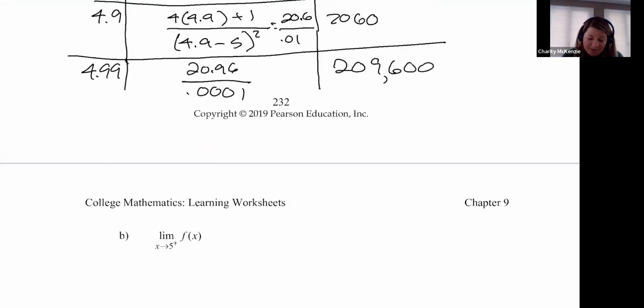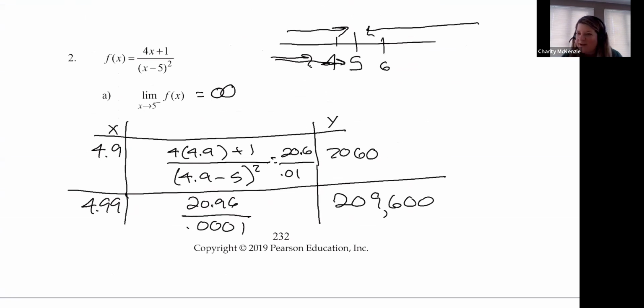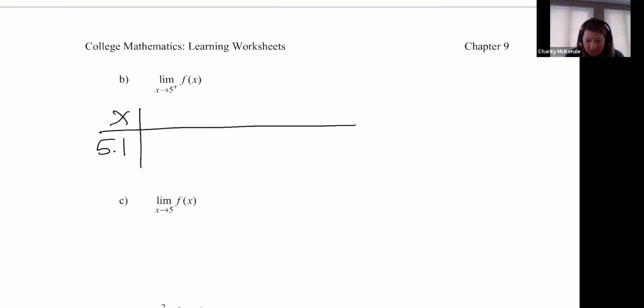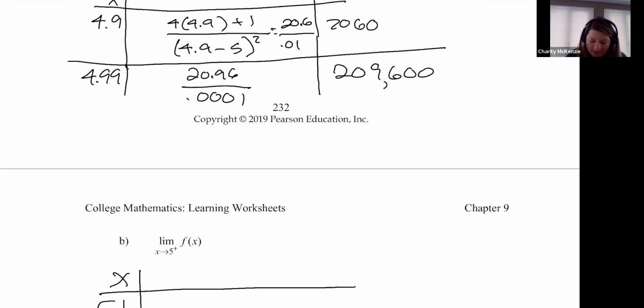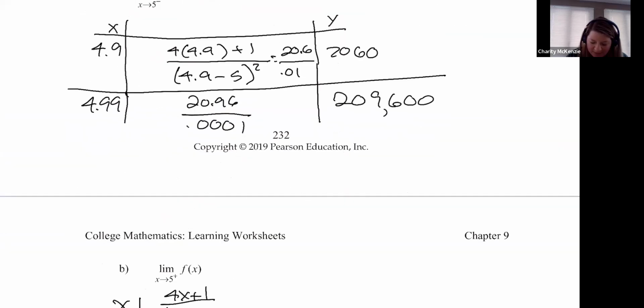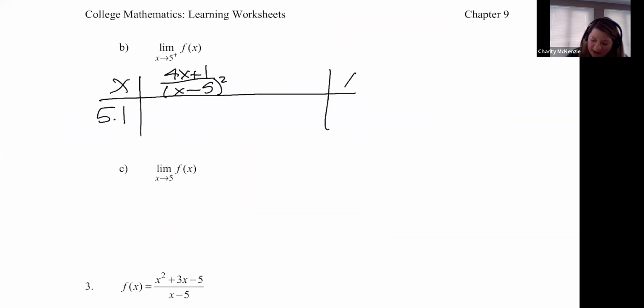So if we're approaching from the positive side, right, then we're coming in this way to the 5. So it's like 5.1. So in our chart, we can have our 5.1, then maybe 5.01 and so forth. So when I put this in, now I can't remember what the function is, excuse me. 4x. Okay, so it's like 4x plus 1. I couldn't remember exactly what it was. And then it's x minus 5 squared. There we go. I'm going to write it down so I remember what it was. And then we'll get out our y over here.